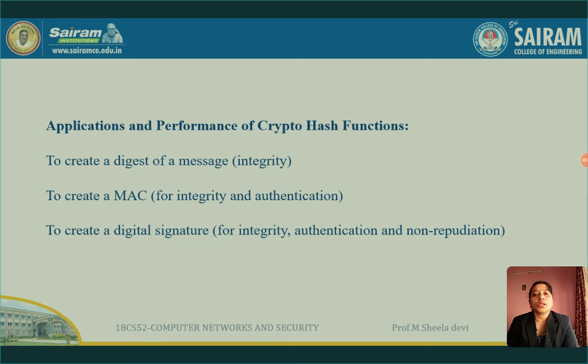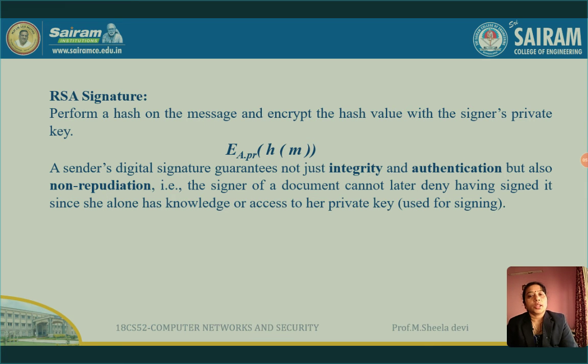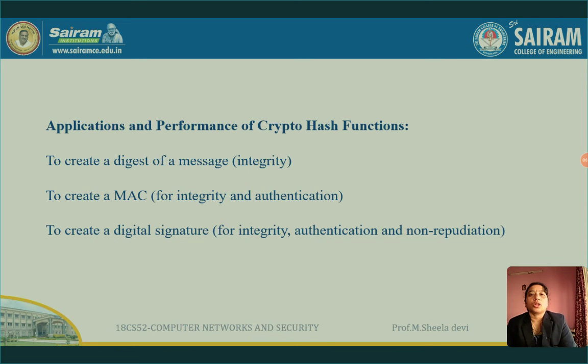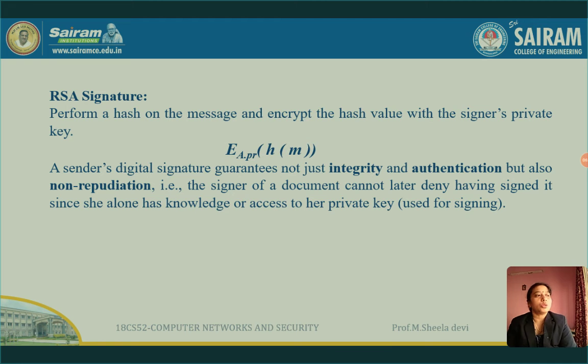So what is a digital signature? First we have to apply hashing, then we have to calculate the MAC, then we have to go for the encryption. All these three things together constitute a digital signature. So it provides integrity, authentication and non-repudiation. If I want to sign a document digitally, first I have to get the data and apply a hash on it. So what is hashing?